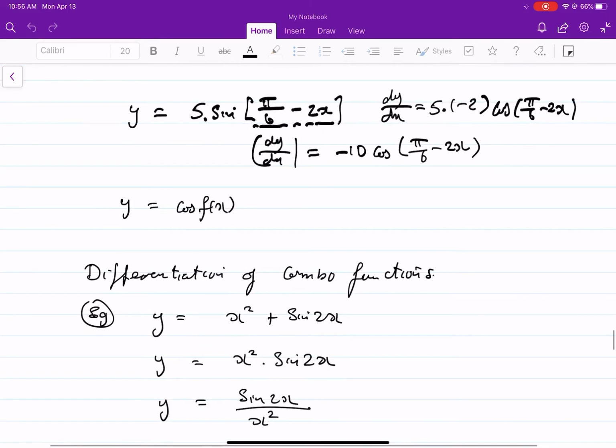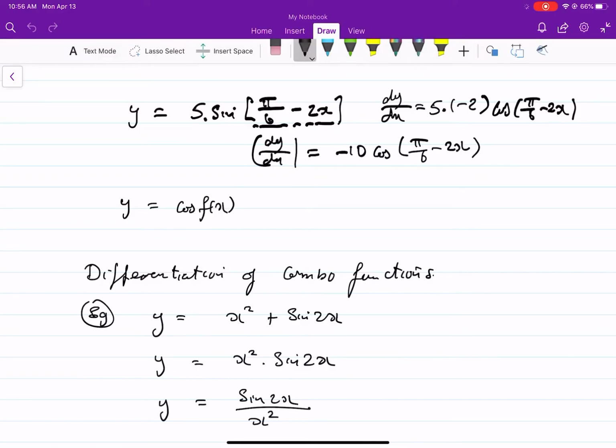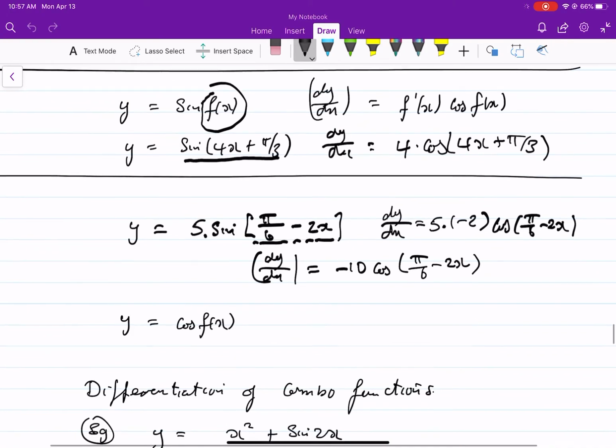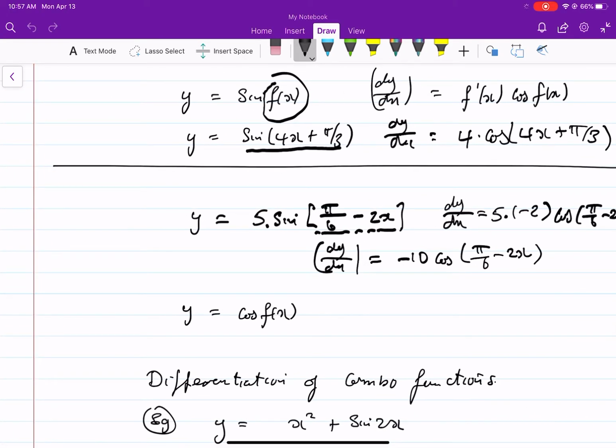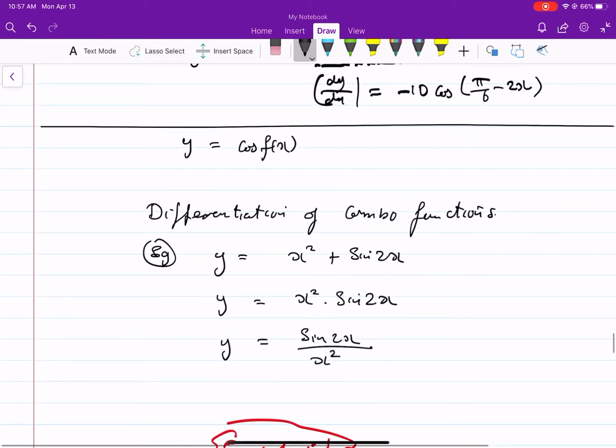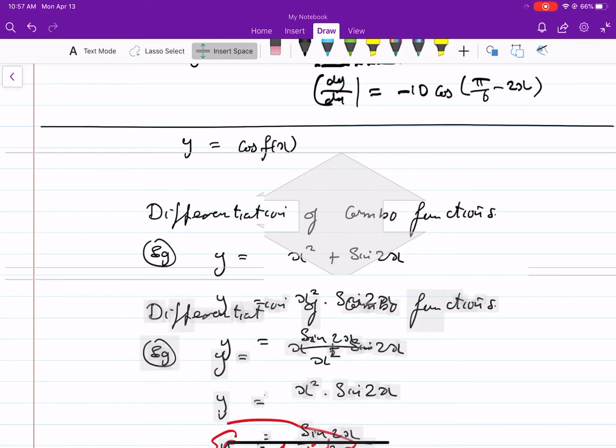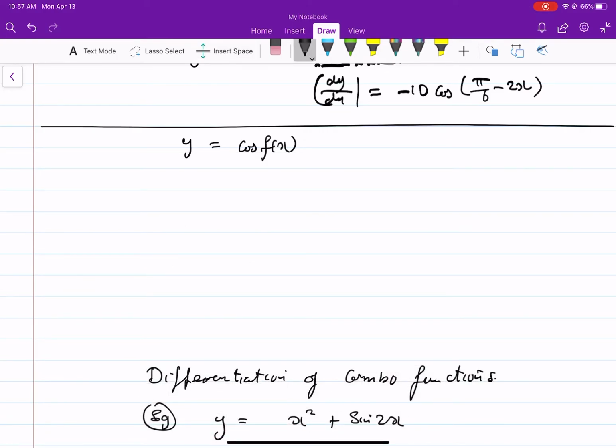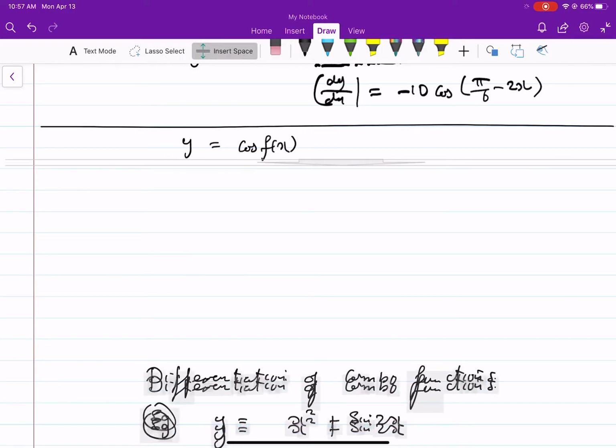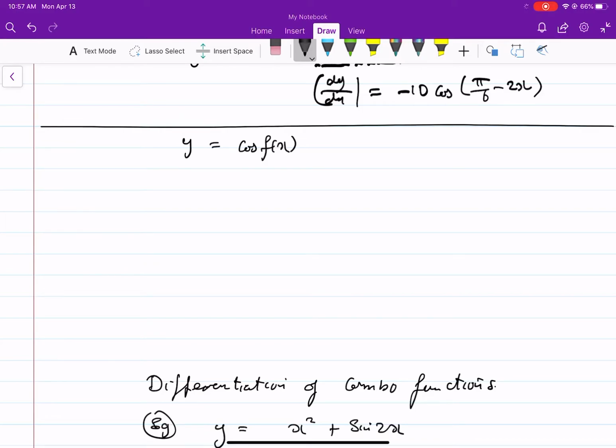Yes. I'm somewhere around here. There we go. Yes, if y is equal to cos of a function of x, then dy dx is equal to minus f prime of x times the sine of f of x.